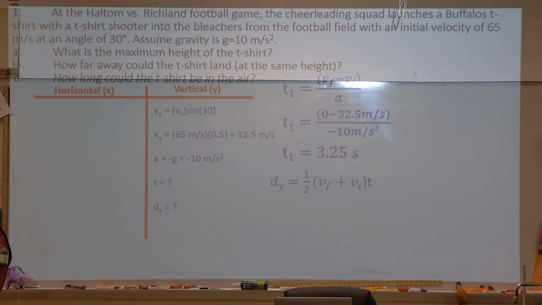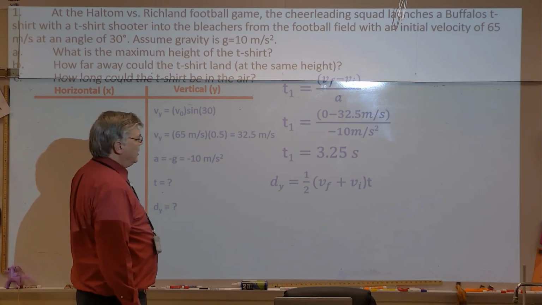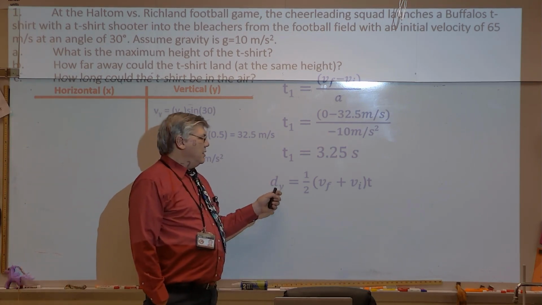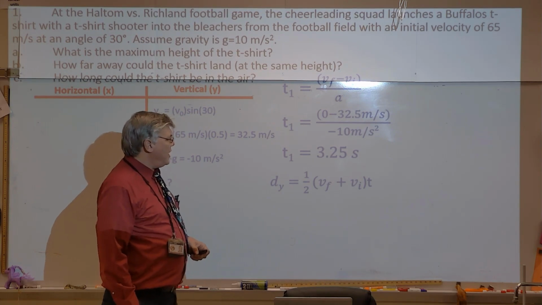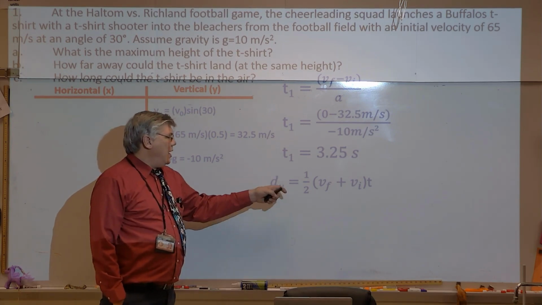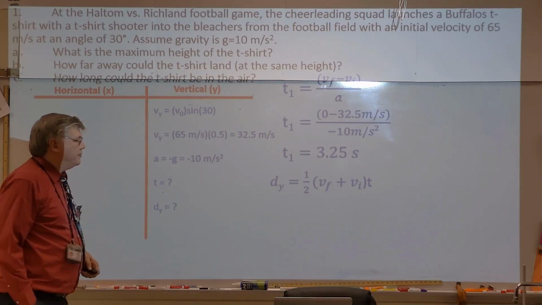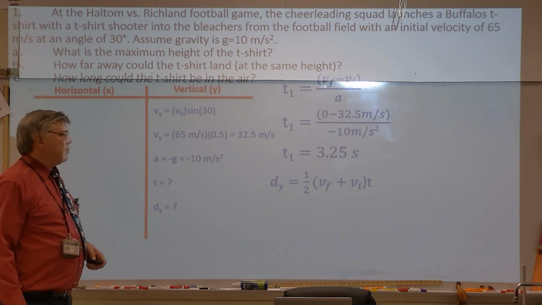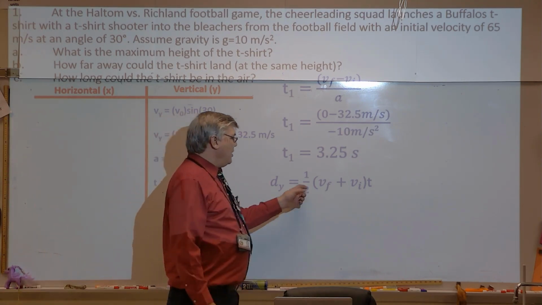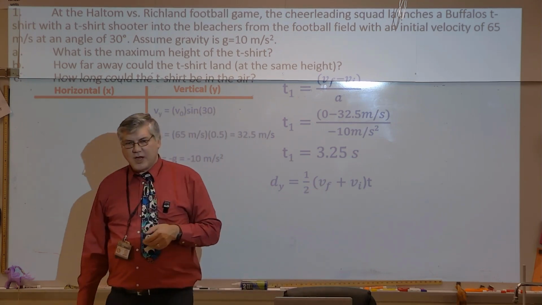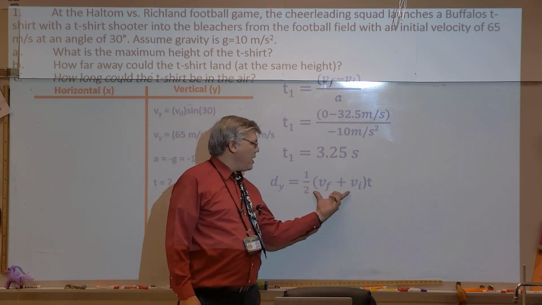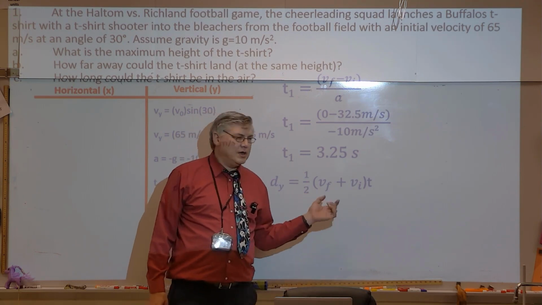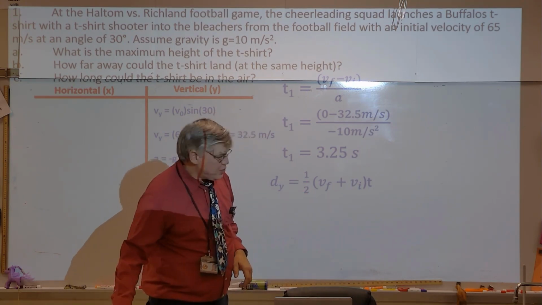Okay, so with that, I can now calculate the height. And I'm going to substitute in my time into this equation: 1/2 final velocity plus initial velocity times t. This is really just the average velocity. That's what this equation right here is, average velocity. So I've just written it out.